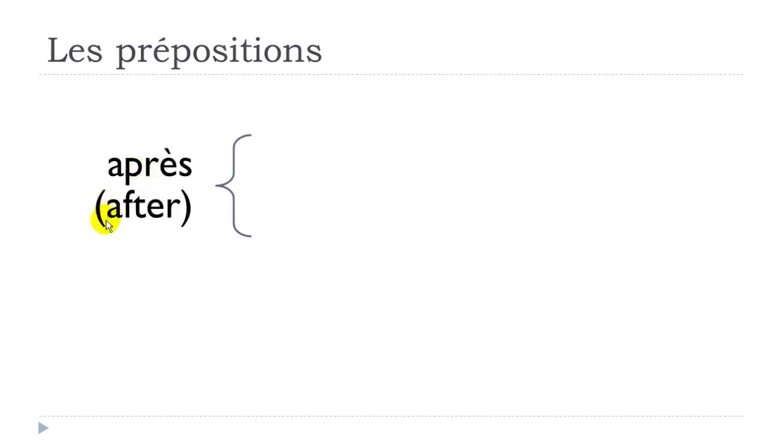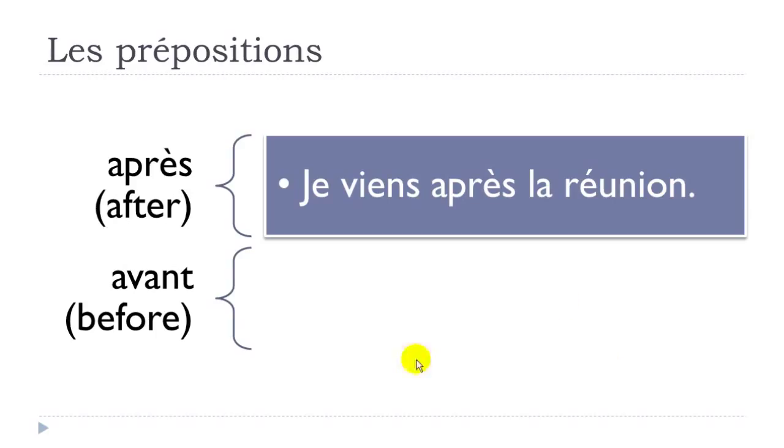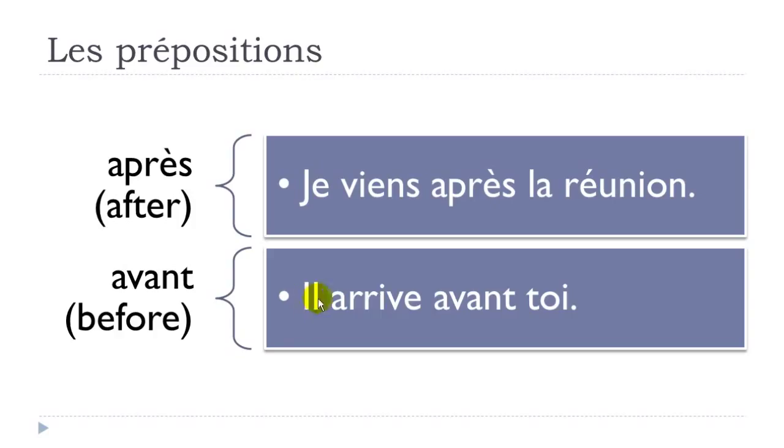Après, you can translate it by after. Okay? And then, je viens après la réunion. Venir is to come. Je viens, I come, après, after, la réunion, the meeting. Je viens après la réunion. Okay? Then, avant means before. Il arrive avant toi. Arriver, to arrive, he arrives. Avant, before, toi, you. Remember, this is what we call this pronom tonique. Okay, so it's you.